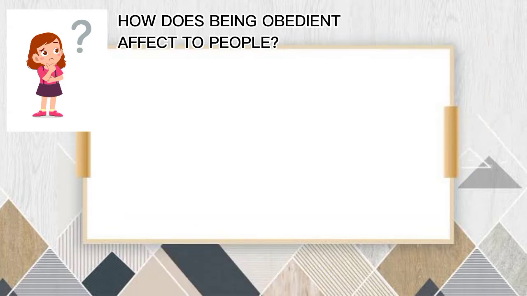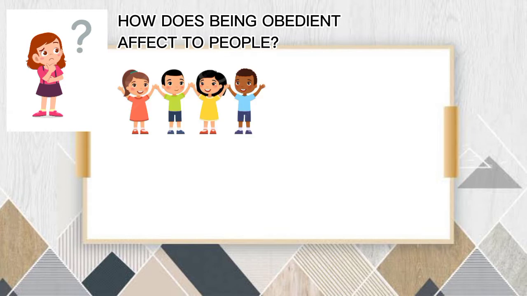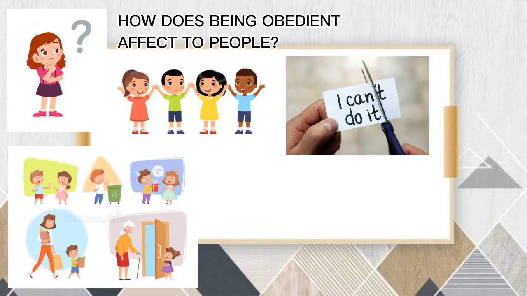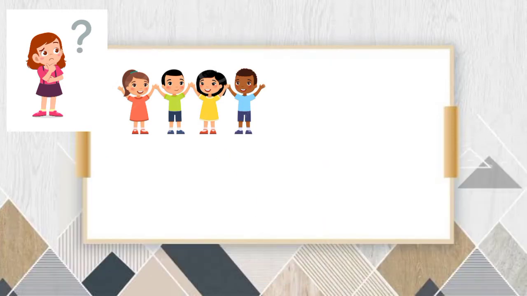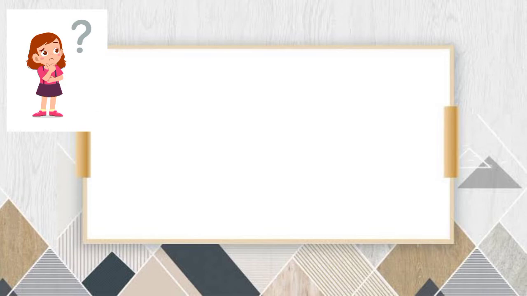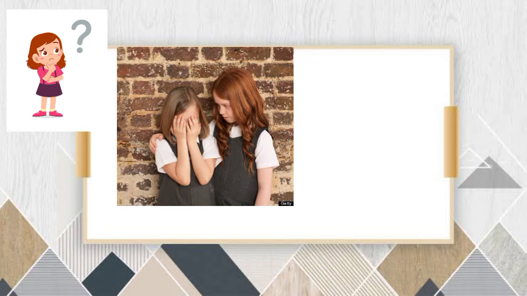How does being obedient affect people? Children who are obedient have a positive future because they are able to follow the reminders of elders that help them develop into good individuals. They are able to show respect to people and bring peace in society. When an individual learns to be obedient, they are able to consider the needs of others and are less selfish.